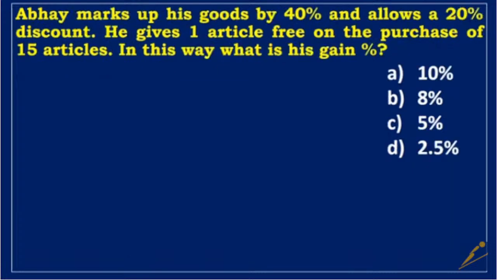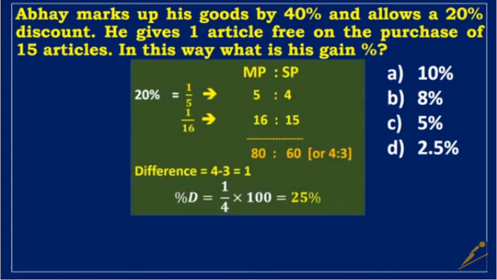Example 3. A buyer marks up his goods by 40% and allows a 20% discount. He gives 1 article free on the purchase of 15 articles. In this way, what is his gain percent? The ratios for the 20% discount and 1 article free on the purchase of 15 articles are 5:4 and 16:15 respectively. By multiplying these ratios, we get the overall ratio of 80:60 or 4:3. The difference between the marked price and the selling price is 4 minus 3 equals 1 unit. The overall discount percentage is 1 divided by 4 into 100% equals 25%.